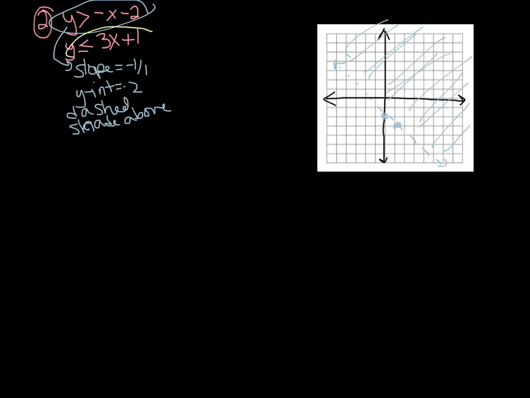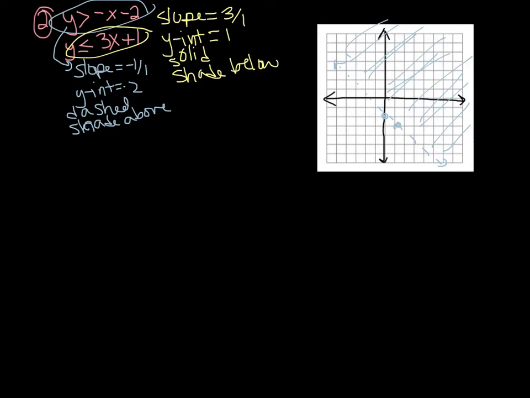Next thing I'm going to do, same thing with the other inequality. I get that my slope is going to be 3. I'm going to write that over 1. My y-intercept is going to be positive 1. My line is going to be solid. And I'm going to shade below the line. So I will start at my intercept, which is at 1. I go up 3, right 1. And then I'll draw my line. Then since I'm shading below, I'll go below it.